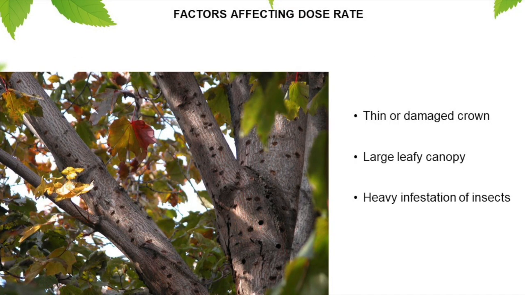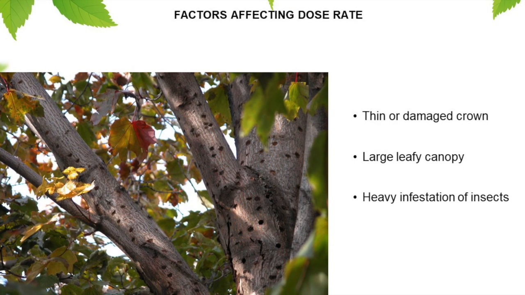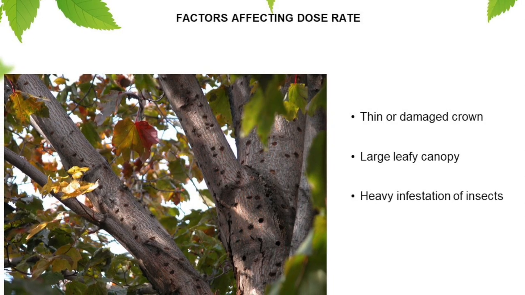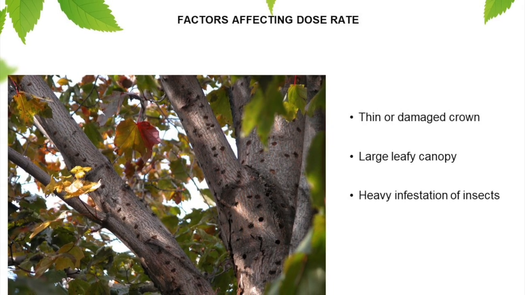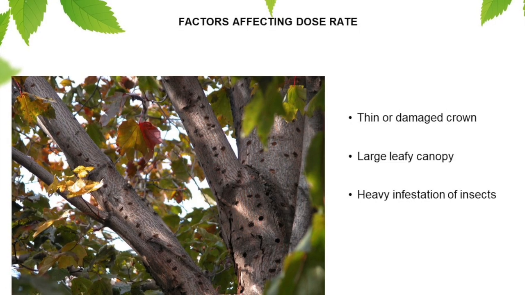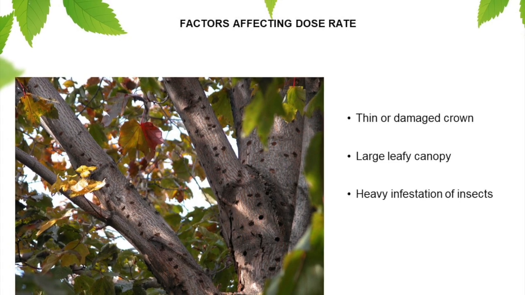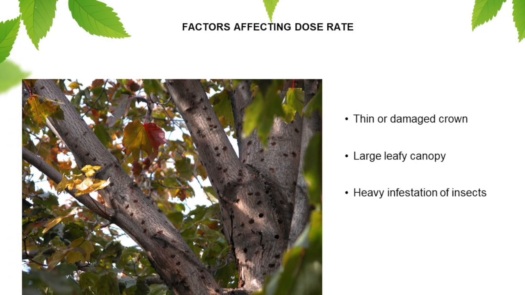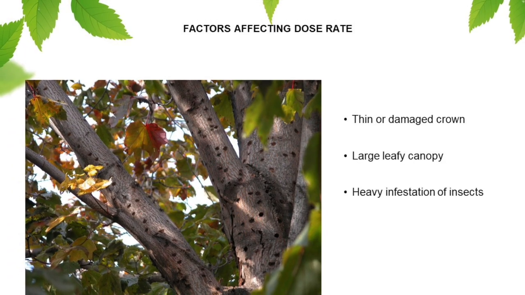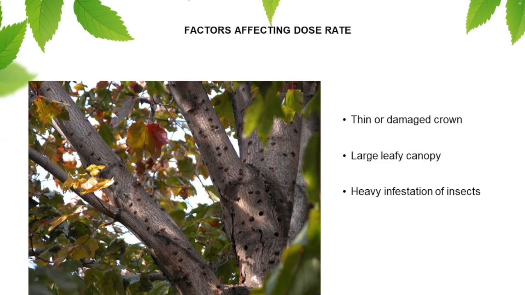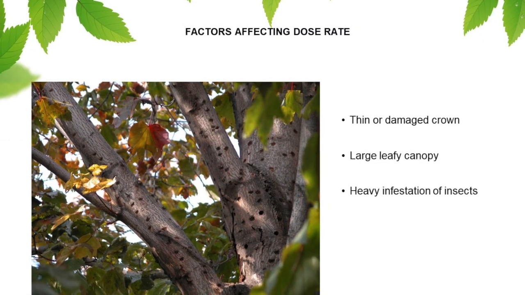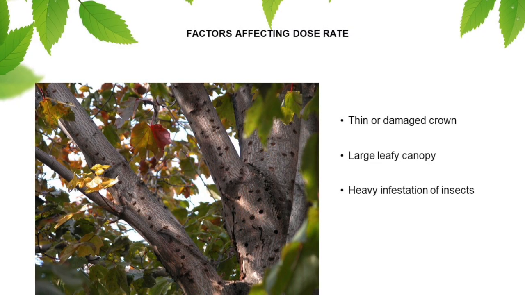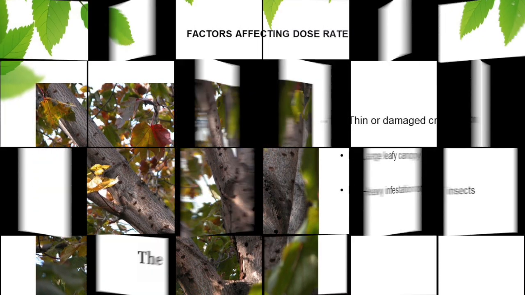Factors affecting dose rate. Several factors affect the dose rate, such as a thin or damaged crown, a large leafy canopy, or heavy infestation of insects. Experience will help you better assess adjustments you will need to take into account that may alter the number of capsules and amount of material you inject. Mauget has years of experience that you can draw on if you have any questions.